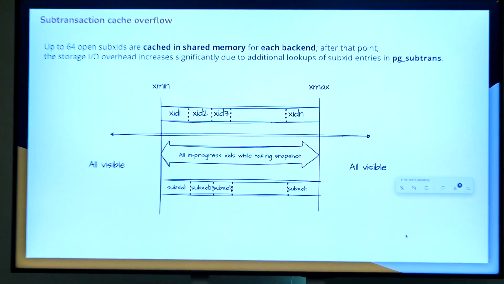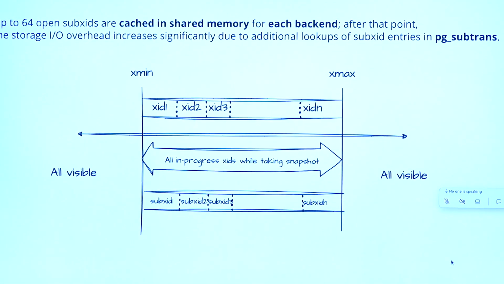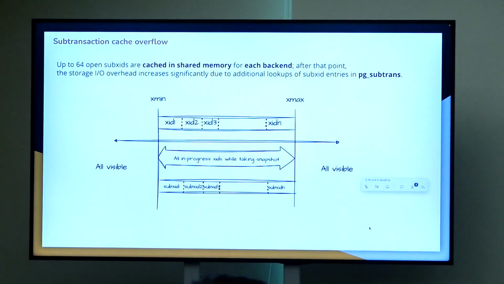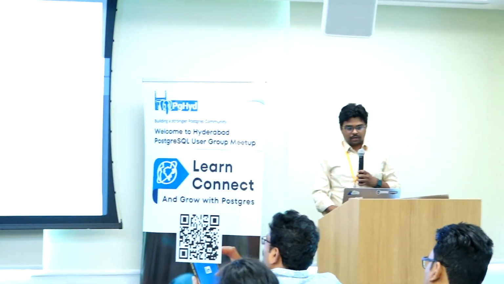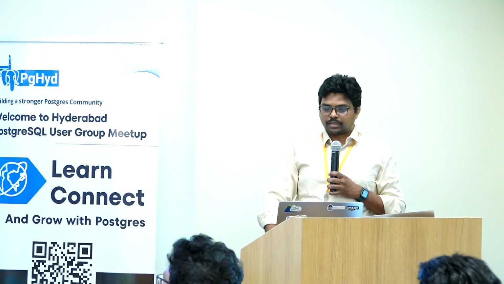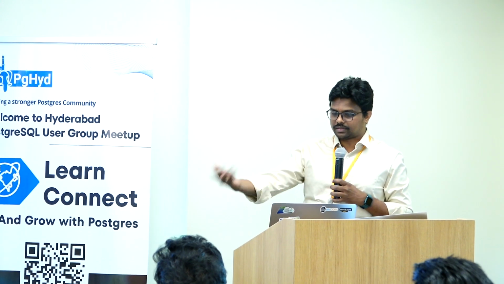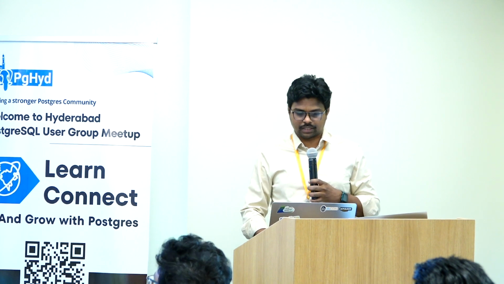So the number of backend subtransactions per process is hard-coded to be 64 at this point. If you cross beyond 64 subtransactions, it gets spilled into the disk. It doesn't fit into memory, right? Doesn't keep in memory. Subtransaction cache overflow is nothing but this: if you have more than 64 subtransactions, it spills into the disk. But in what context do we need to understand this?